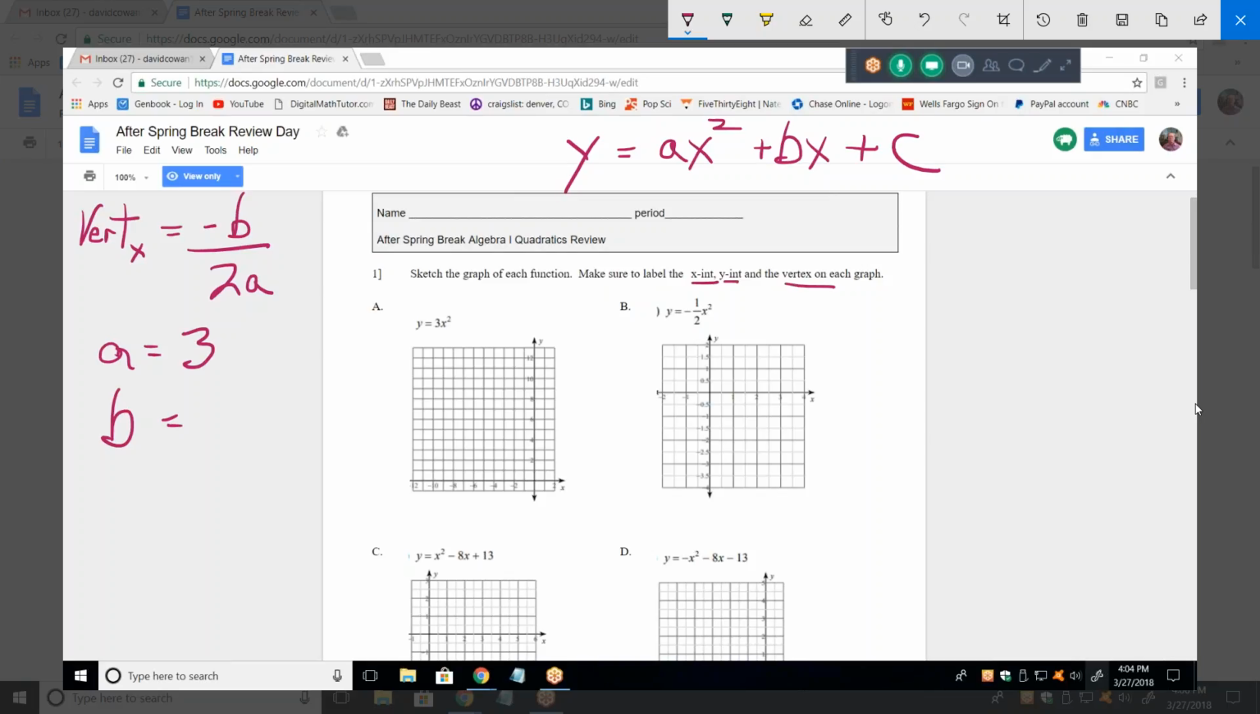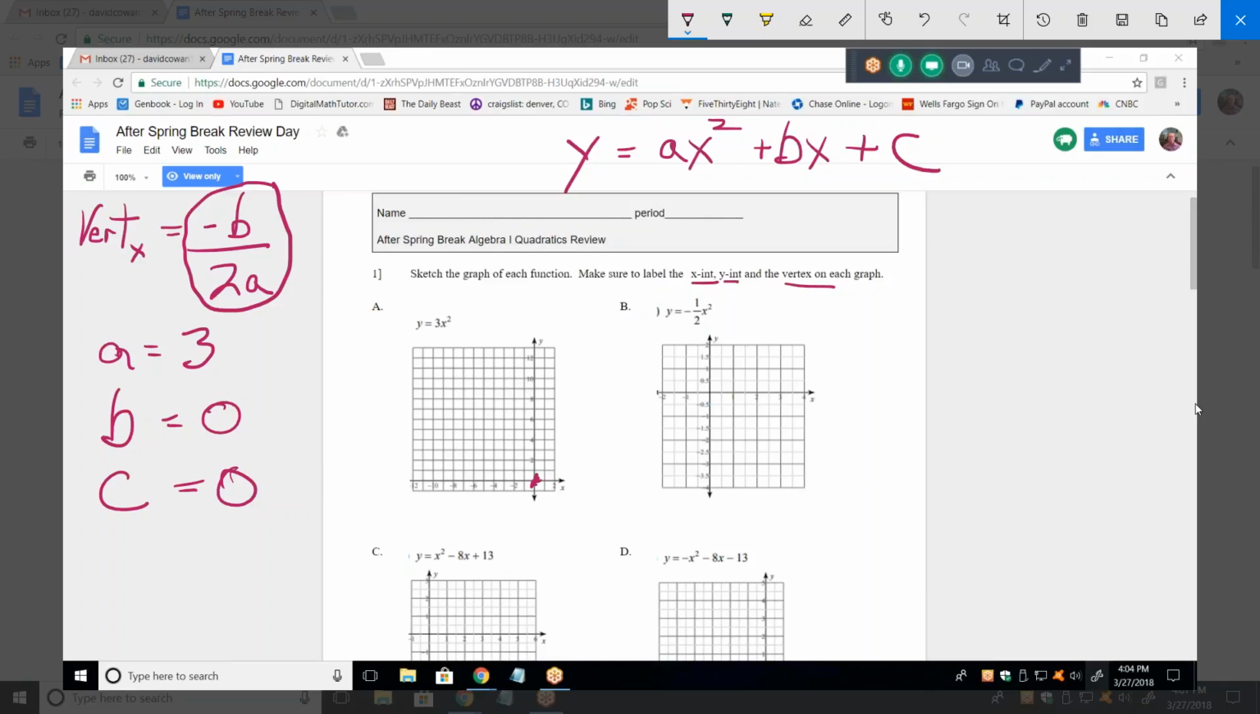Well, we don't have an x term, so B has to be 0. And we don't have a constant, so C has to be 0. But in this particular problem, we don't really care about C, at least not yet. But we do care about the vertex. So what is minus B over 2A? So it'd be 0. Correct. Doesn't matter what the denominator is. If 0 is your numerator, it's 0.